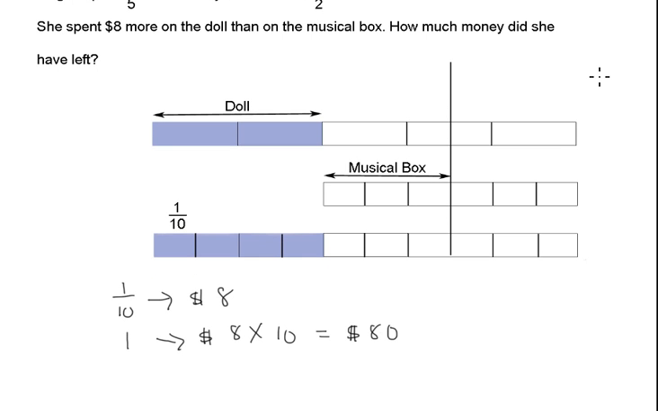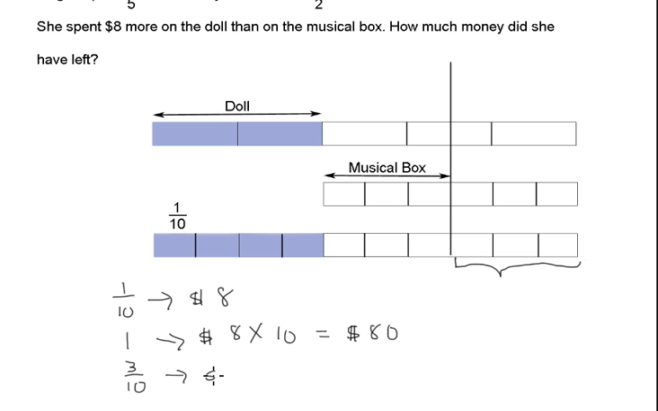However, the question wants to know how much money she had left. If you look at the diagram, the money that she has left is indicated by this portion here, right? Because she spent this much on the doll, the blue part, and this portion here was spent on the musical box. So she's left with 3 out of 10. And the question essentially wants us to find 3 out of 10.